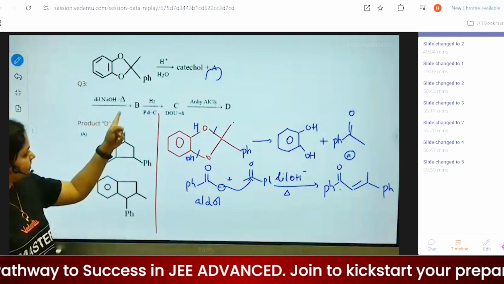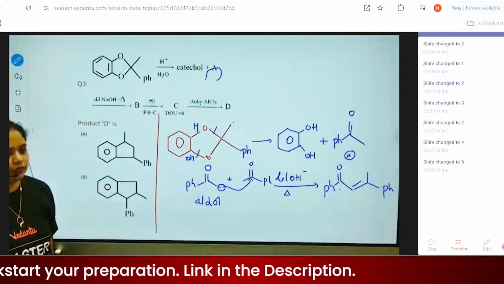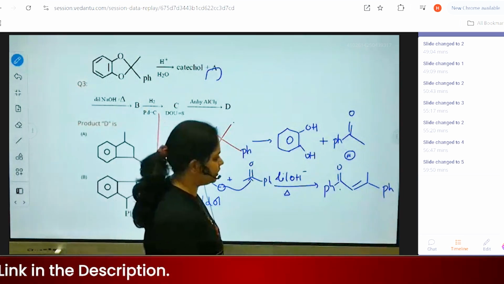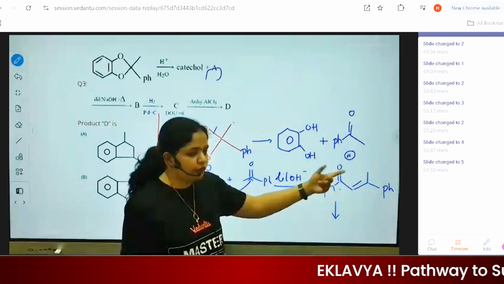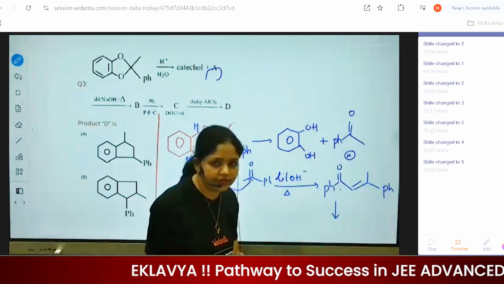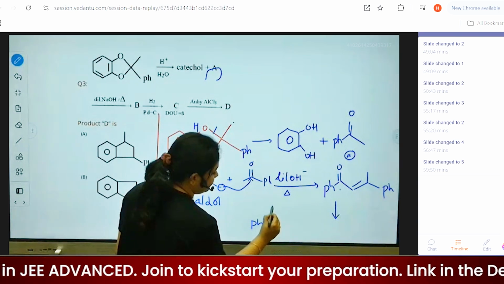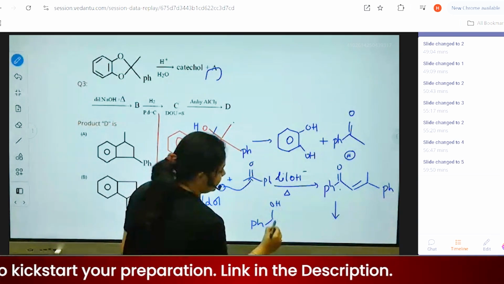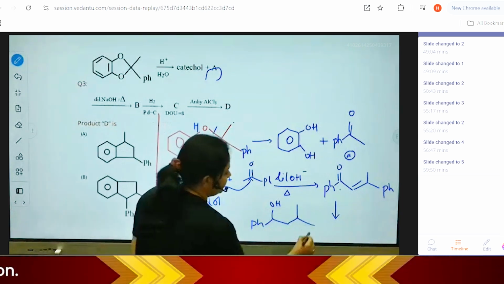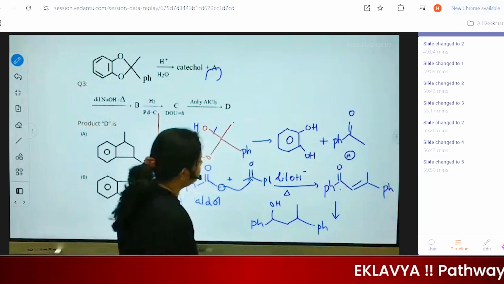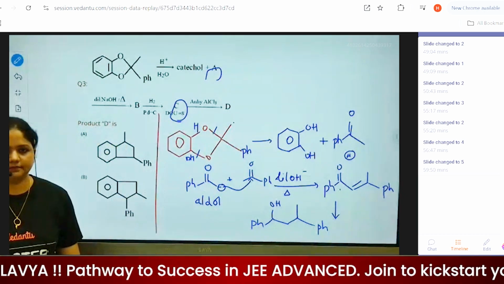Next, this B, that one product will react with hydrogen, meaning it is undergoing catalytic hydrogenation, basically the reduction. So here this double bond will go, and even this double bond C=O will change to OH, undergoing reduction. So let me write down Ph, there is one bond, OH, there is another, and here I have one more Ph. This is what? This is C. C we have got. Fine.